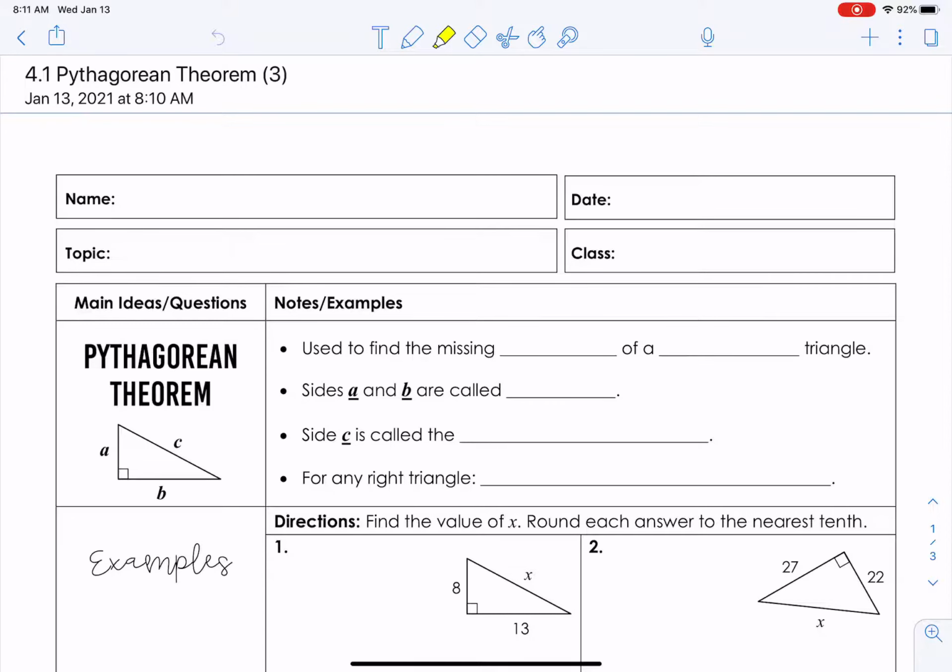These notes are for the Pythagorean theorem. So THM is the abbreviation for theorem. The Pythagorean theorem is used to find the missing sides of a right triangle. That's important to distinguish. We don't find anything else but sides in a right triangle. Sides A and B are called the legs.